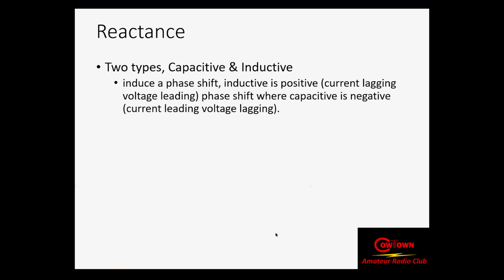All right, so there are two types of reactance. There's capacitive reactance and there's inductive reactance. They both introduce a phase shift. The inductive introduces a positive phase shift. That is, the current lags, the voltage leads. The capacitive has just the opposite. It has current leading and voltage lagging. So it's a negative phase shift, or a negative minus operator J.